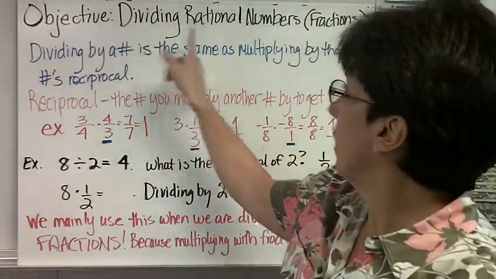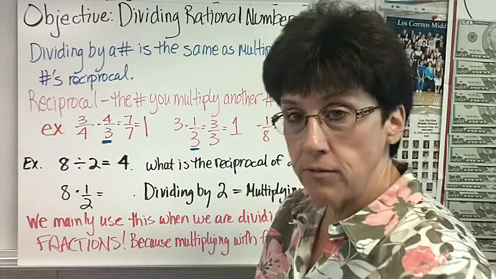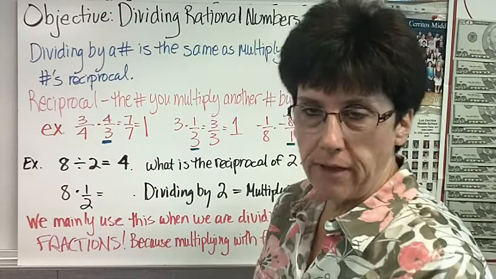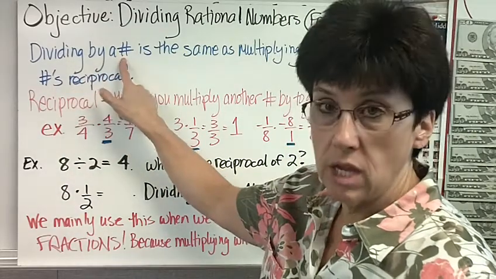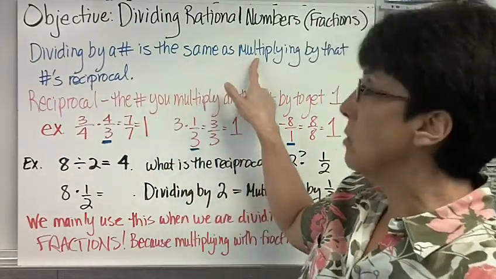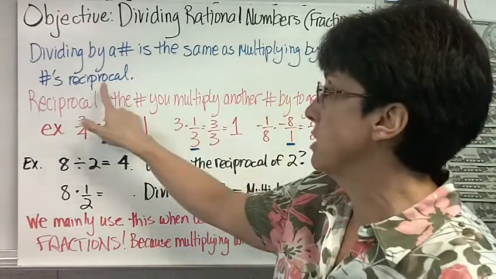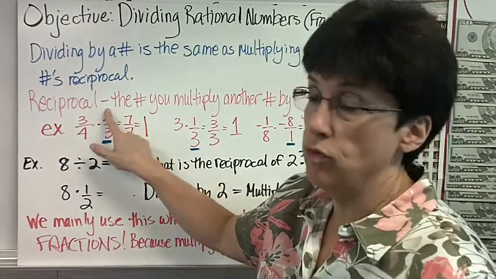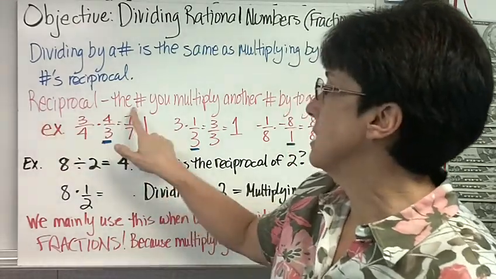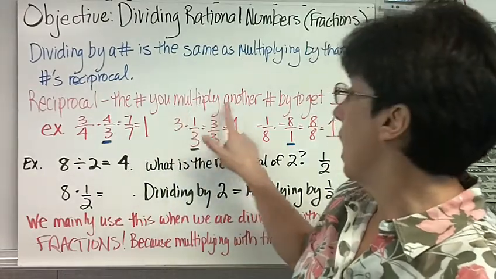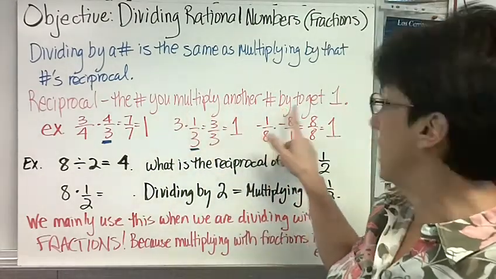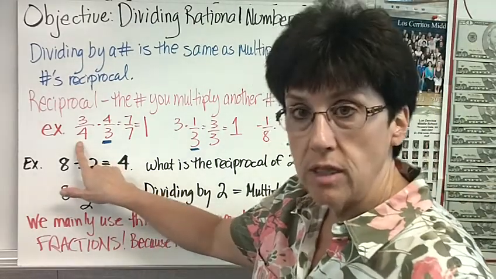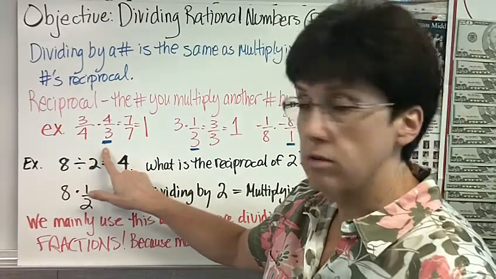Today's objective is dividing rational numbers, specifically fractions. So, here's an interesting fact. Dividing by a number is the same as multiplying by that number's reciprocal. Now, a reciprocal should be review for you, okay? A reciprocal is the number you multiply another number by to get 1, positive 1. So if I have the number 3/4, the reciprocal would be 4/3.